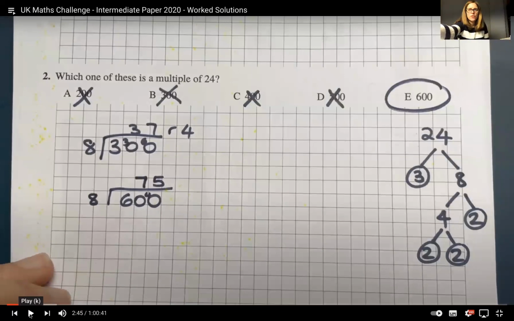Now, just before we move on from that, it's just worth mentioning another thing here, because 300 is a factor of 600 and there is only one solution. That tells you that the answer cannot be 300, because if 300 was a multiple, then by definition 600 would also be a multiple. So that's just another little trick as well. Let's move on.